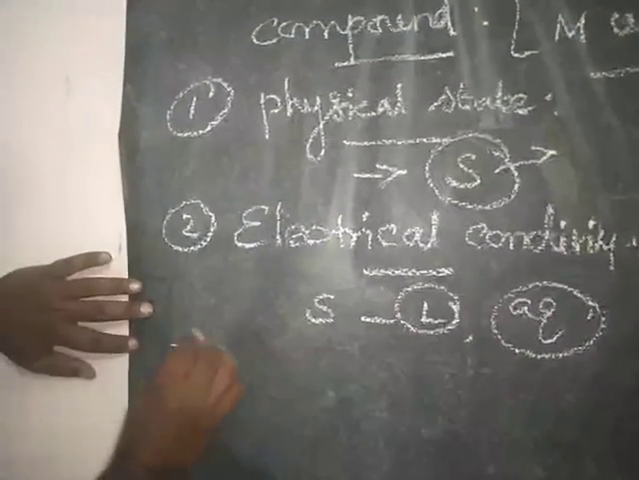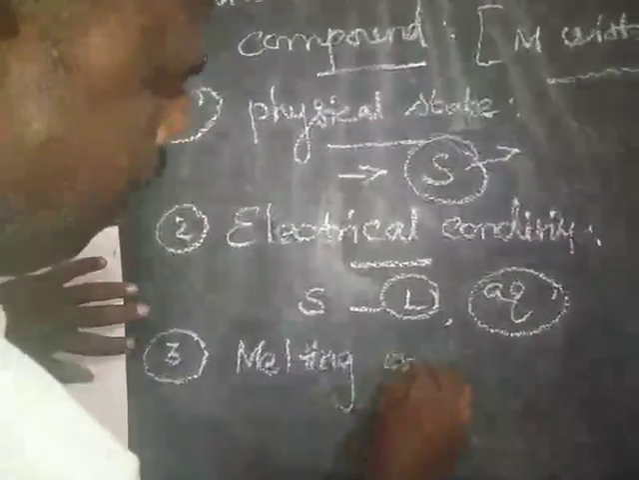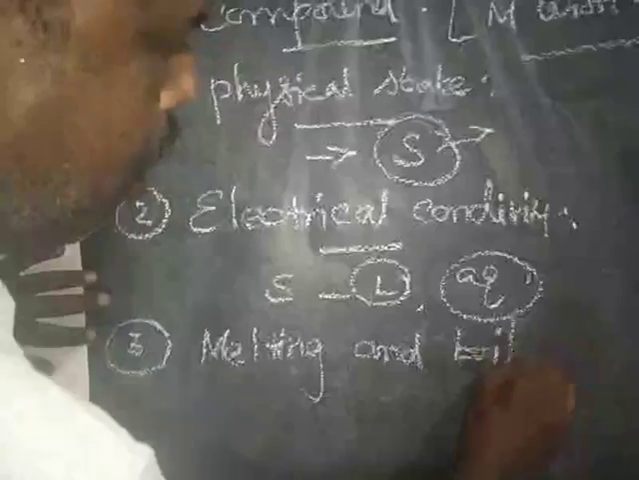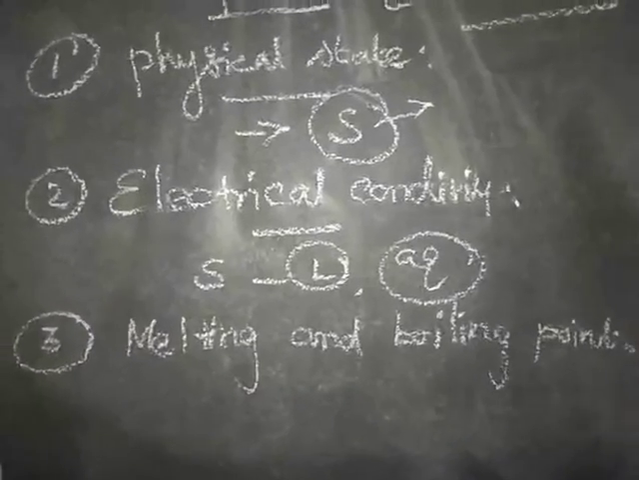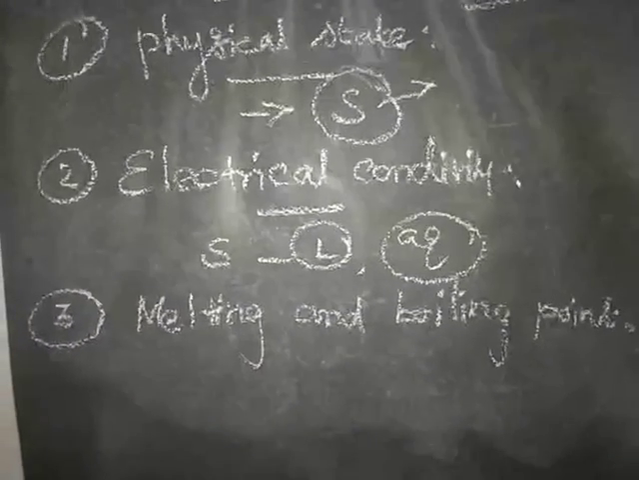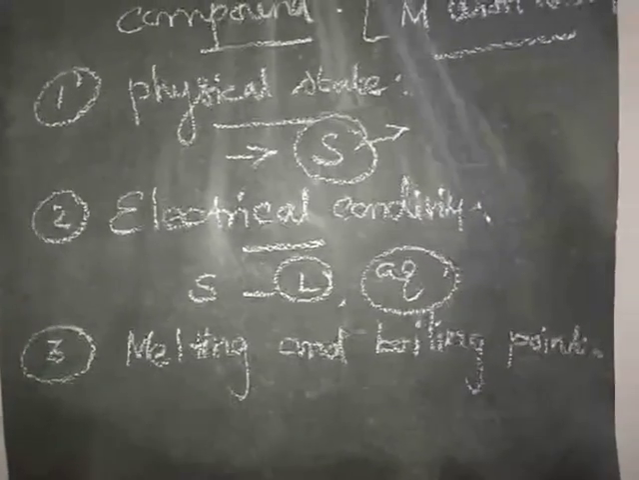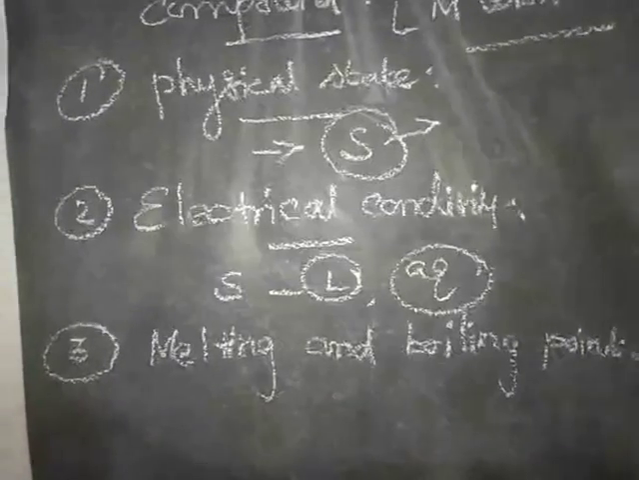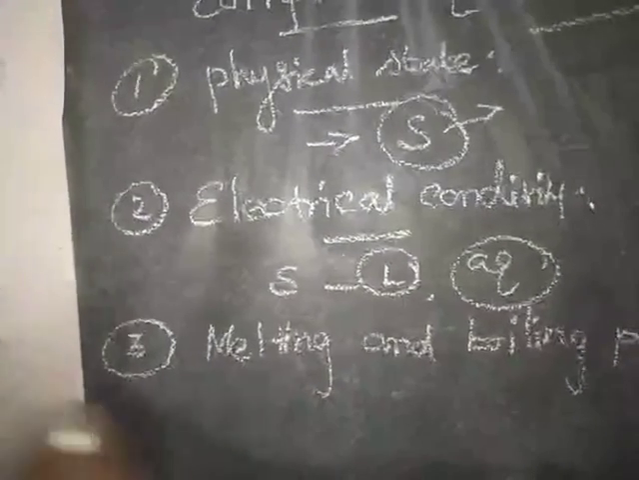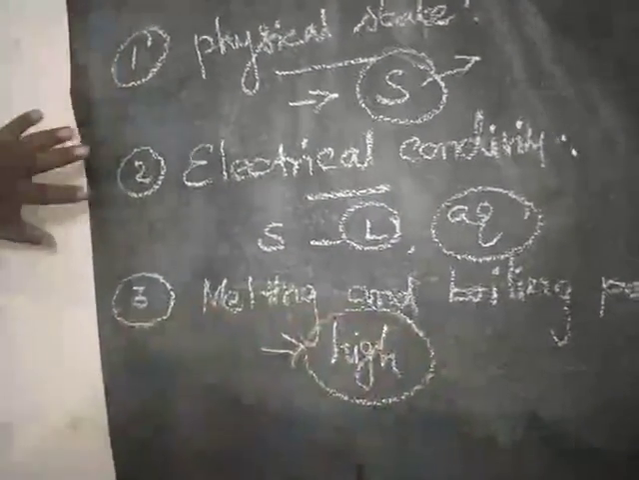Third one: melting and boiling point. Usually the ionic compound shows a high melting and boiling point because of the ions. Hence ionic compounds have high melting and boiling points. Why? The strong electrostatic force between the positive ions and negative ions.